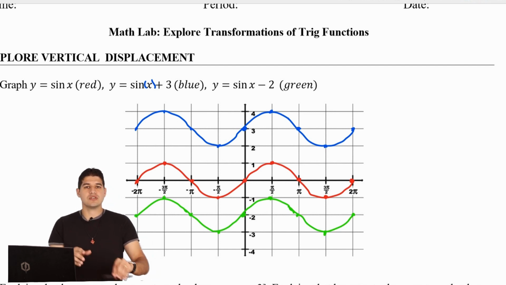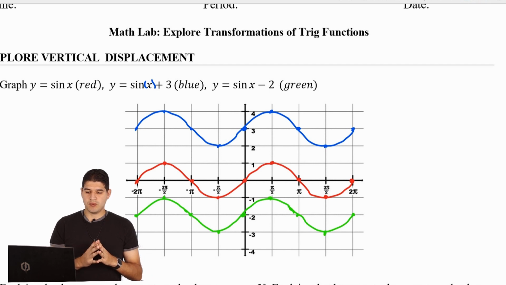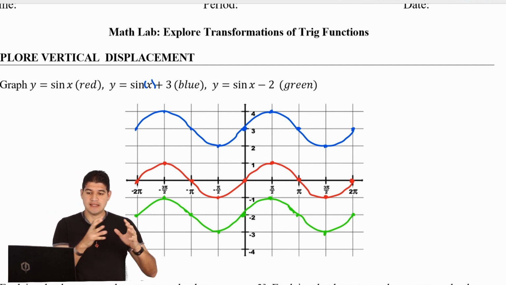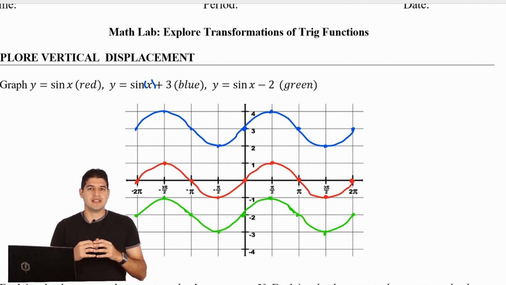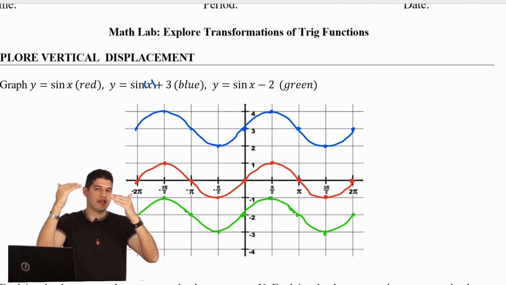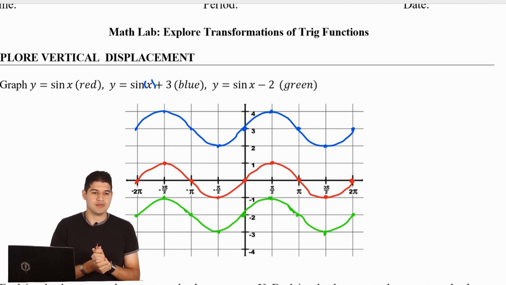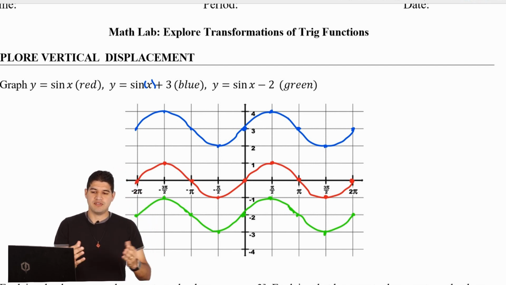So there we go. So those are these vertical displacement transformations. What you're going to want to do is take the parent function, no matter what it is. And if you see something added or subtracted outside of that parentheses, you're going to want to take all those y values that you had. You're going to either want to move them up or move them down by those same values. So if we had something like cosine or tangent, you're going to take those specific y values and move them up or down based off of what you see.